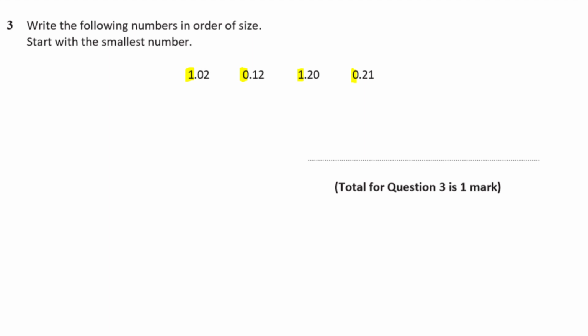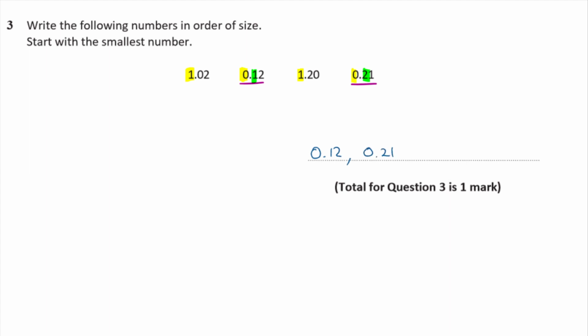So it's going to be out of these two here then, isn't it? Which one is the smallest out of these? So I know it's going to be one of these two. Let's have a look at the next digit along. I've got a 1 and a 2. So we're going to pick the one with the smallest digit, and that is 0.12. So 0.12 is the smallest, and then 0.21 is the next biggest.